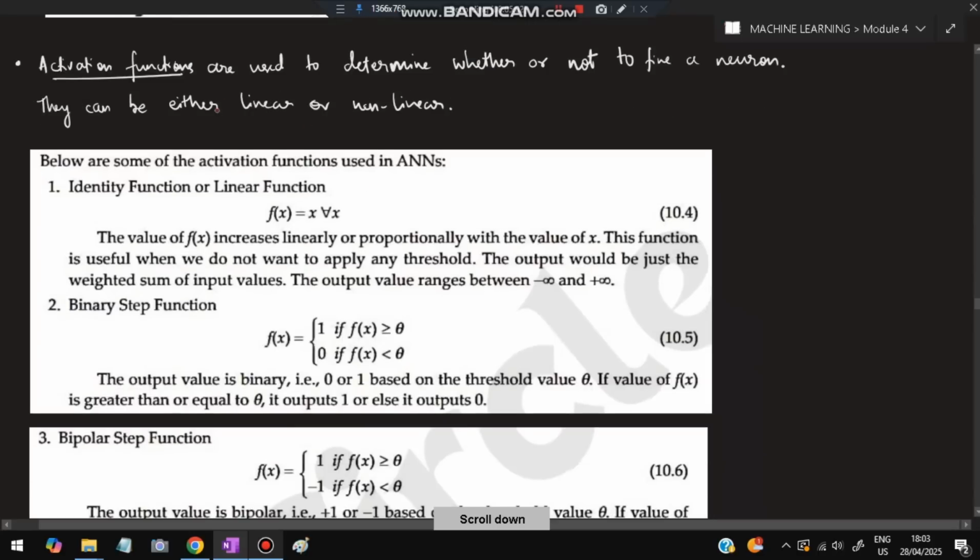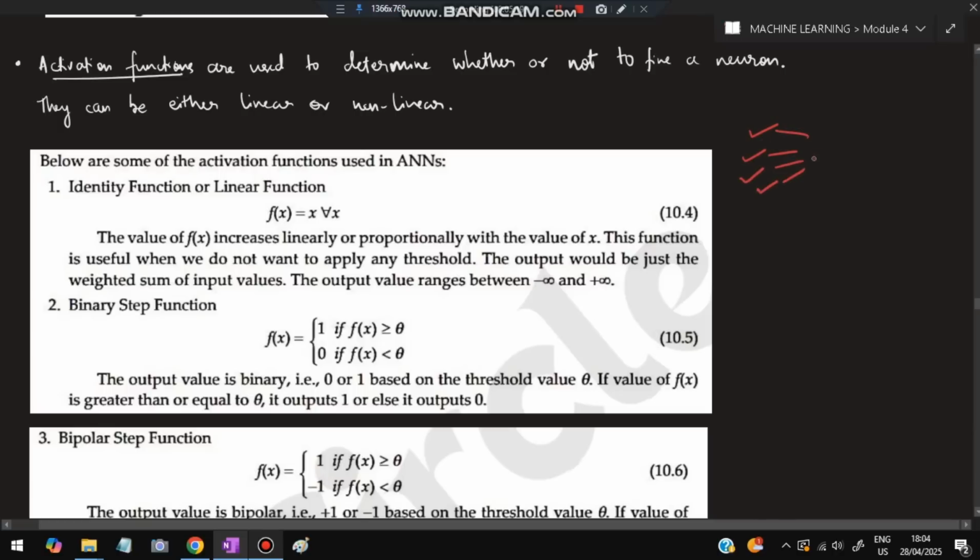Now, what is an activation function? It is used to determine whether or not to fire a neuron. Meaning, the input comes in, for example an apple. I'm seeing an apple, so in my mind I get the flavor of the apple, the taste of the apple, the sight of the apple, and I'm able to see the color of the apple.